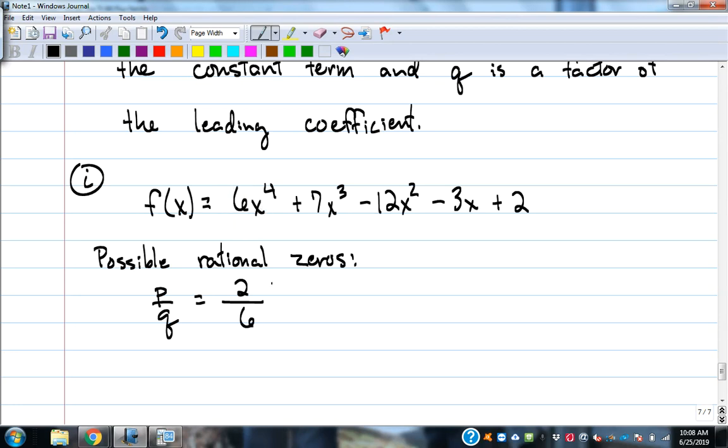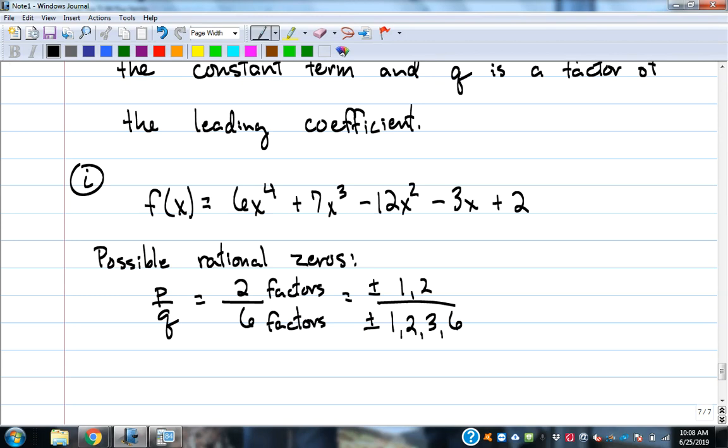Okay? So we want the factors of those. So what are the factors of 2? 1 and 2. What are the factors of 6? Well, 1 goes into 6, 2 goes into 6, 3 goes into 6, and 6 goes into 6. So you're listing out all of the things that would divide into that number evenly. That's what it means by listing out the factors. Now, that's how you start making the list.